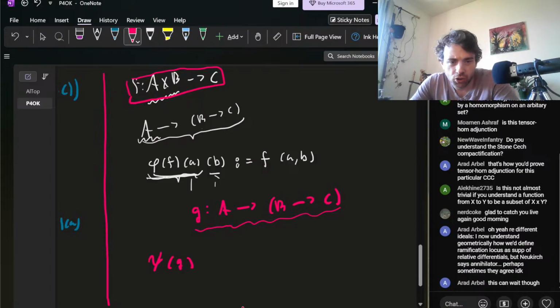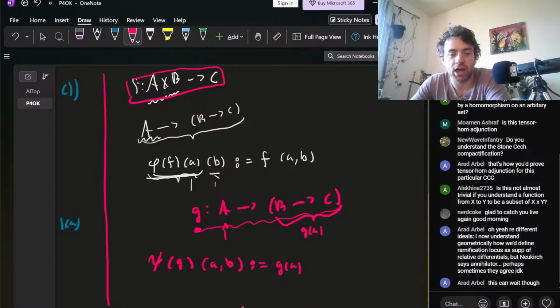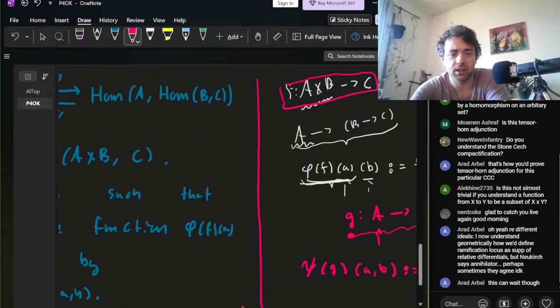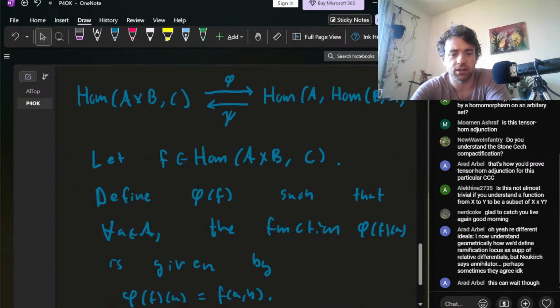Okay, so somehow I need to eat a pair of elements A and B, and to return an element of C. Well, G, right? G is a function that, at least if you plug in a value of A to it, you get out a function that goes from B to C. So that, in turn, can be evaluated at some B. And there we go. That'll be our definition.